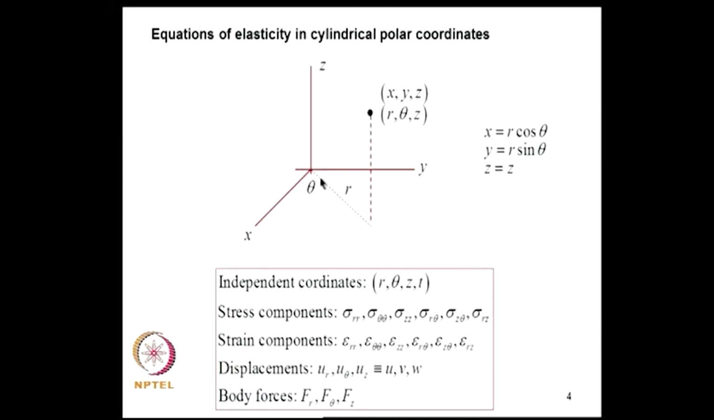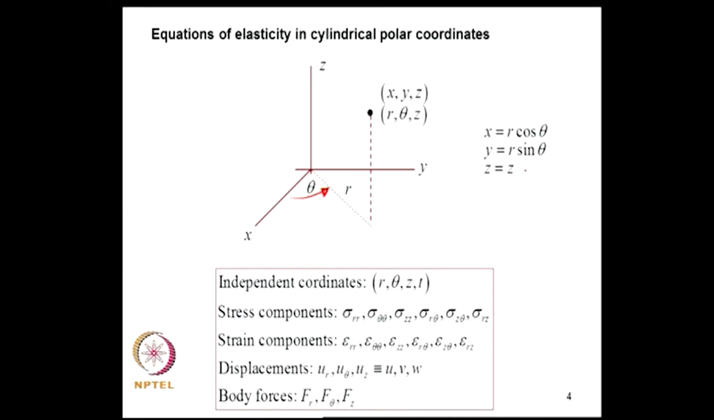So, the coordinate system here is this is a Cartesian coordinate system x, y, z, and in cylindrical polar coordinates we have r, theta and z. So, this is the position vector r, I mean coordinate r, this is angle theta and this is height z. Now, the relationship between Cartesian and cylindrical polar coordinates is shown here, x is r cos theta, y is r sin theta and z is same as z.